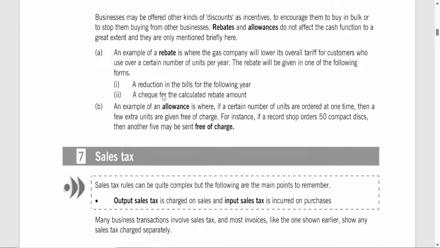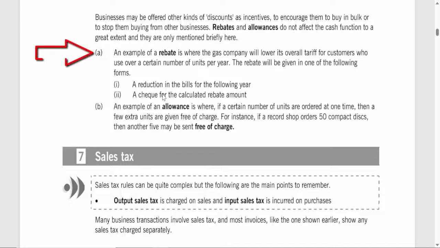Understanding other types of discounts. Rebates and allowances. In addition to trade and cash discounts, businesses may be offered other forms of discounts as incentives to encourage bulk purchases, loyalty, or to prevent them from buying from competitors. These discounts, commonly known as rebates and allowances, provide unique benefits that differ from traditional price reductions. They are strategically used to improve customer loyalty and volume of sales, rather than to directly impact the immediate cash transaction. Here, we'll explore how rebates and allowances work, their purpose, and offer clear examples to make these concepts easier to understand.